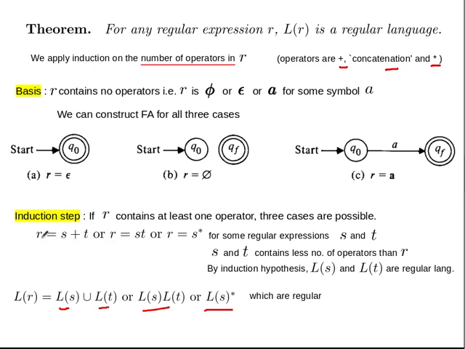So this is telling you that L of R is either this or this or this, and the induction hypothesis is telling you that each of these is regular, and the closure properties are telling you that if you combine them with union, concatenation, or star, then that is also regular. So the induction goes through and you see that L of R is actually a regular language.